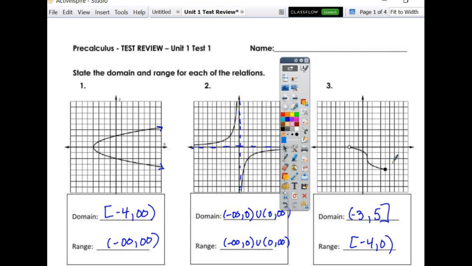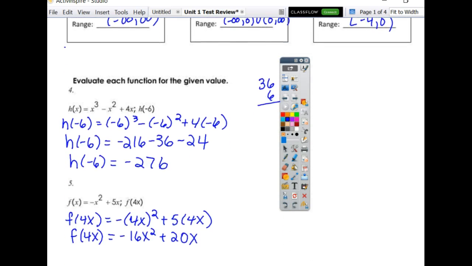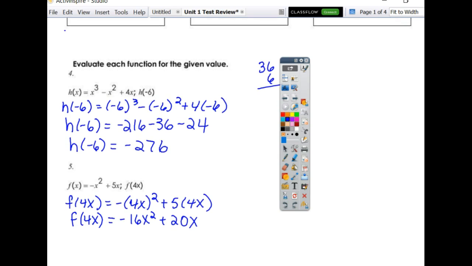Okay, give me a thumbs up if you got those right. Okay, do the next two. Okay, so here's the next two.